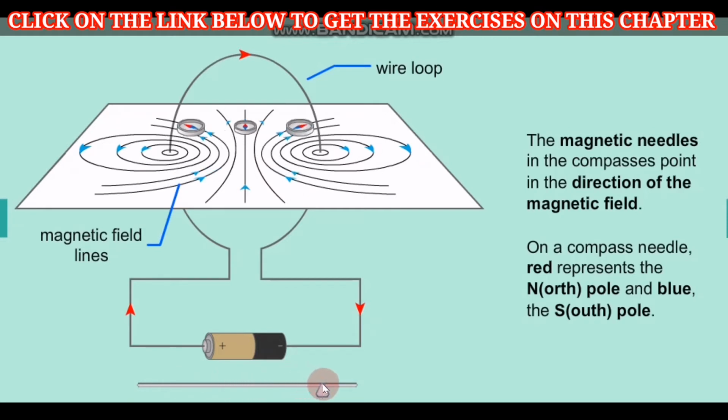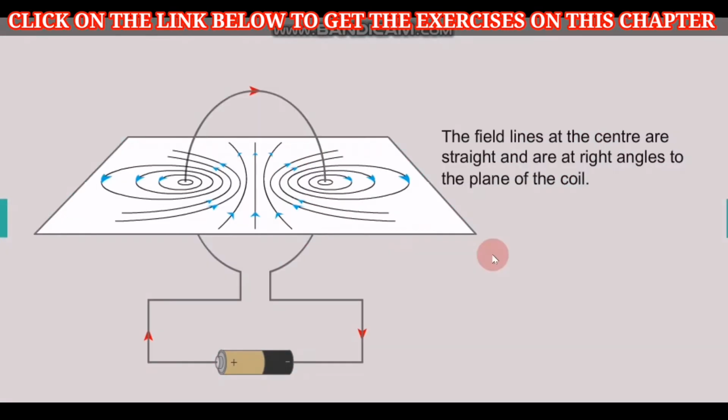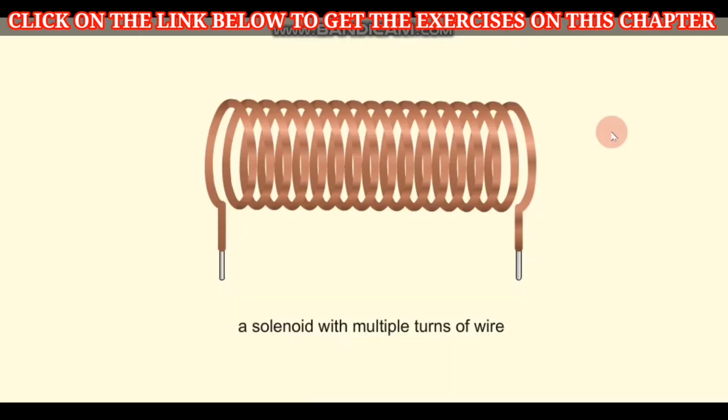Okay, so you can see the red pointer will point to the direction of the magnetic field of the coil. On this side, the magnetic field line follows the anti-clockwise rotation, while on the right side, the magnetic field line follows the clockwise rotation. The field lines at the center are straight and are at right angles to the plane of the coil.